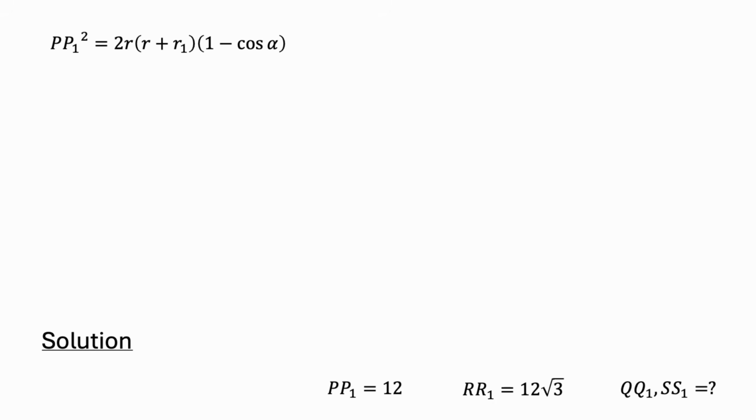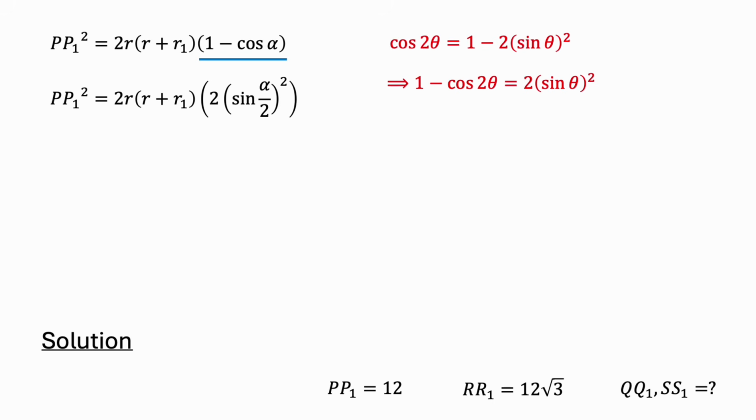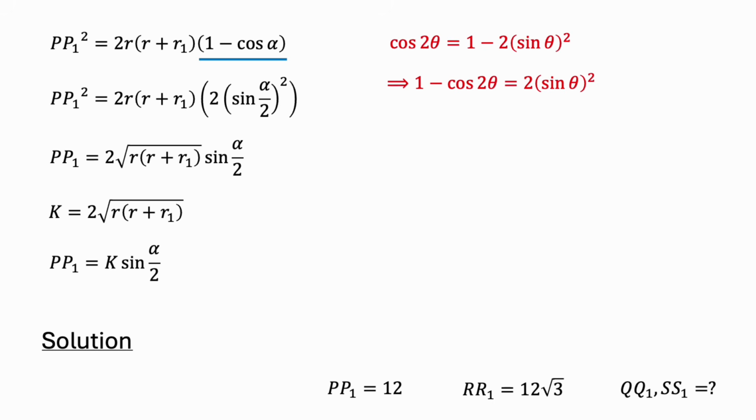Next, using the identity cosine 2 theta equals 1 minus 2 sine theta squared, or 1 minus cosine 2 theta equals 2 sine theta squared, we write 1 minus cosine alpha as 2 (sine alpha over 2) squared. Taking the square root, we obtain PP1 equals 2 square root of R times (R plus R1) times sine alpha over 2. For simplicity, let K equals 2 square root of R times (R plus R1). So we have PP1 equals K sine alpha over 2.